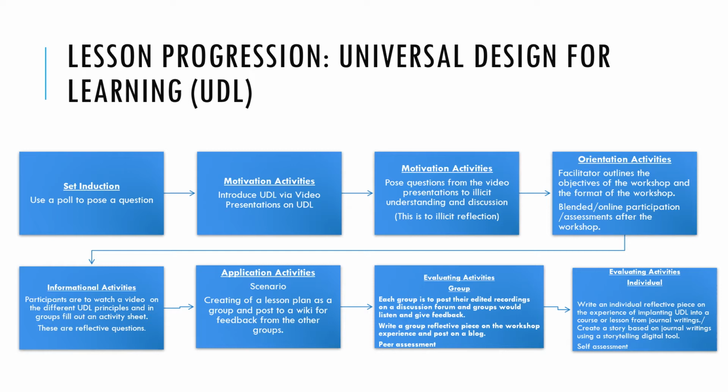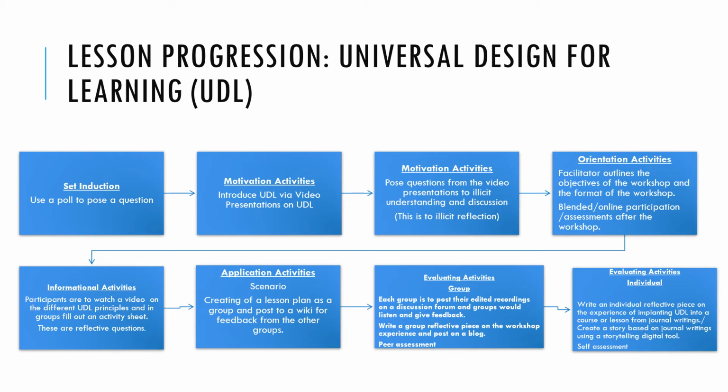This was followed by the orientation activities, which outlined the objectives of the workshop and the format of the workshop. Information activities followed the orientation activities. The participants watched a video on a UDL principle and were placed in groups based on the UDL principle of their choice. Each group was given an activity sheet with reflection questions.